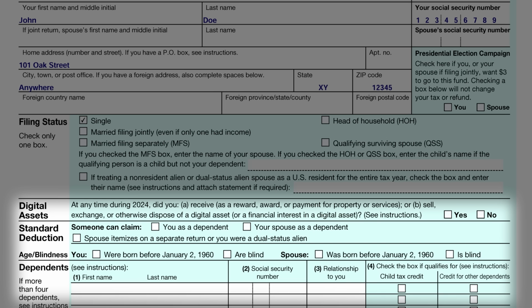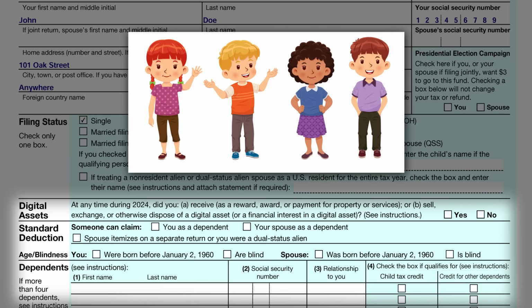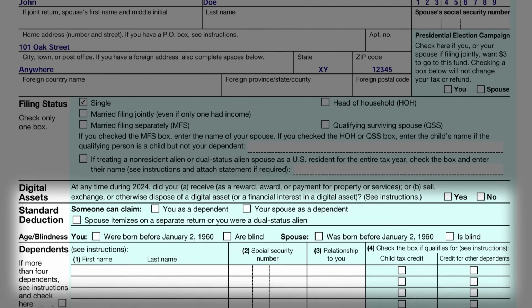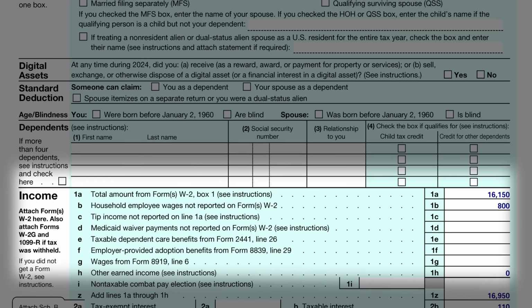Next, let's talk about dependents and deductions, since they can significantly impact taxable income. A dependent is someone you financially support who qualifies under IRS rules, like a child or relative. Claiming a dependent can lower your taxable income and make you eligible for valuable tax credits. The IRS has strict rules for this, including age, residency, and financial support requirements, so it's important to check if you qualify. John's situation is simple.